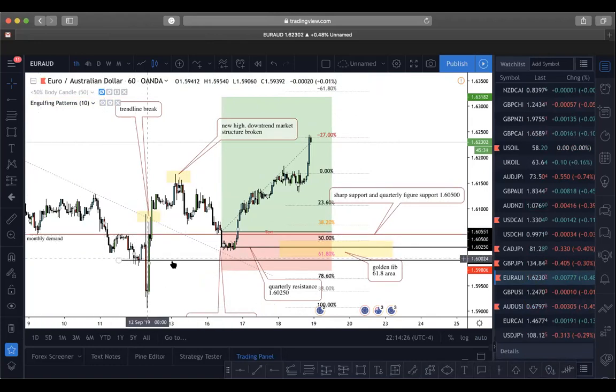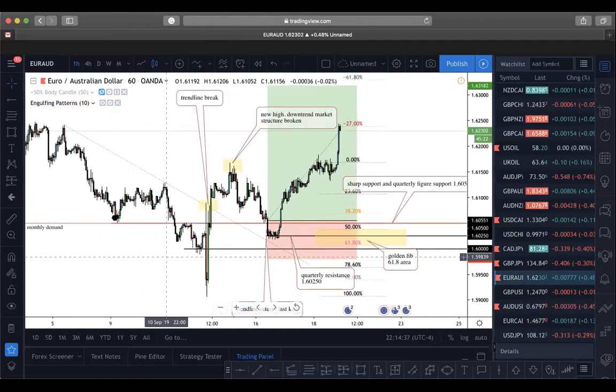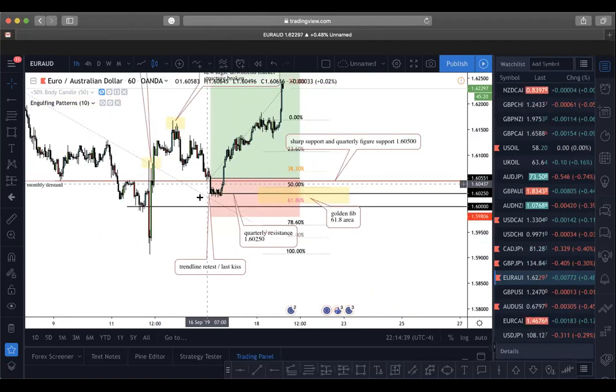This is the monthly demand. You see where I mark monthly demand? From here coming down is monthly demand, right? So I know I'm looking for longs, right?